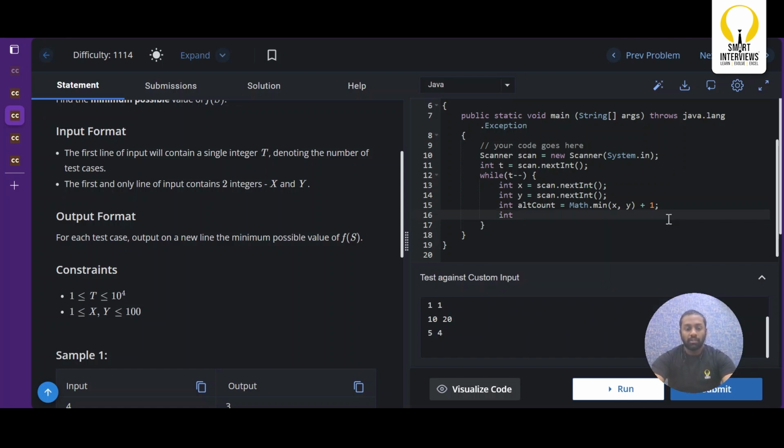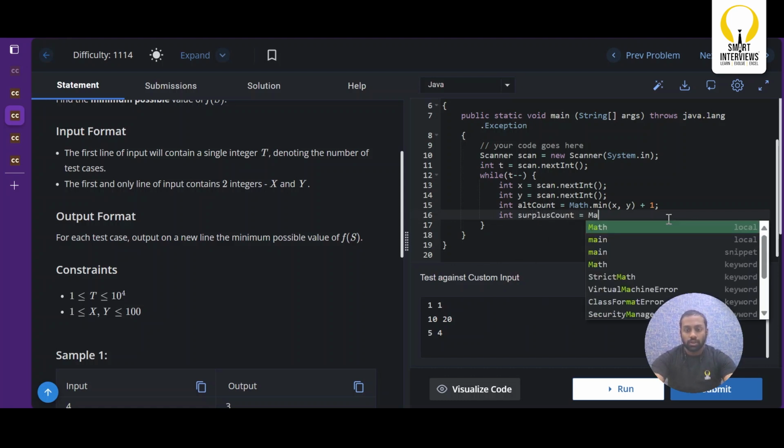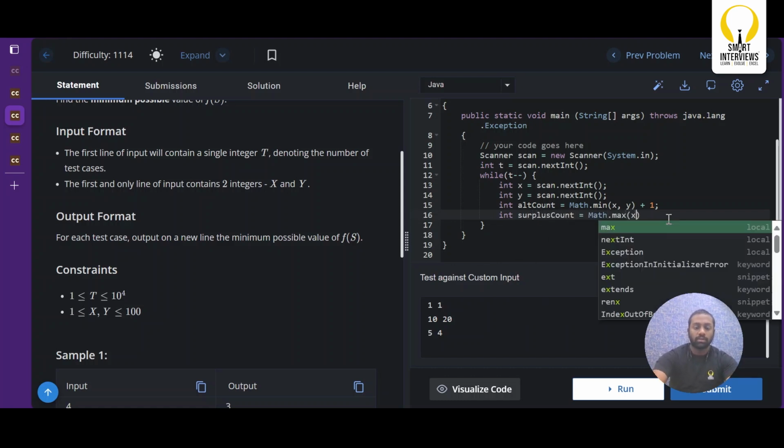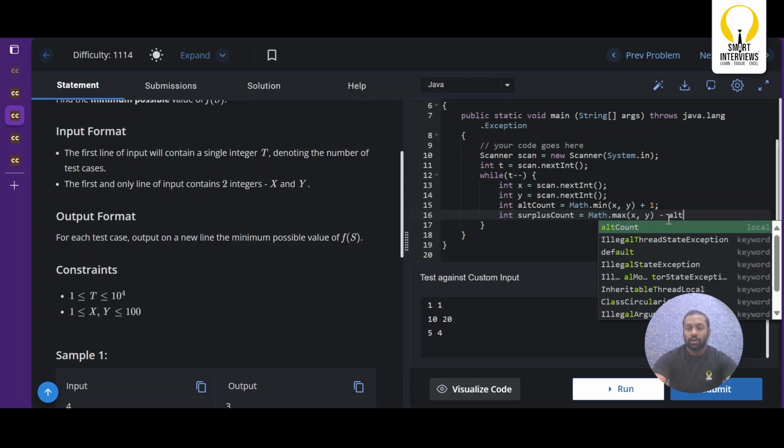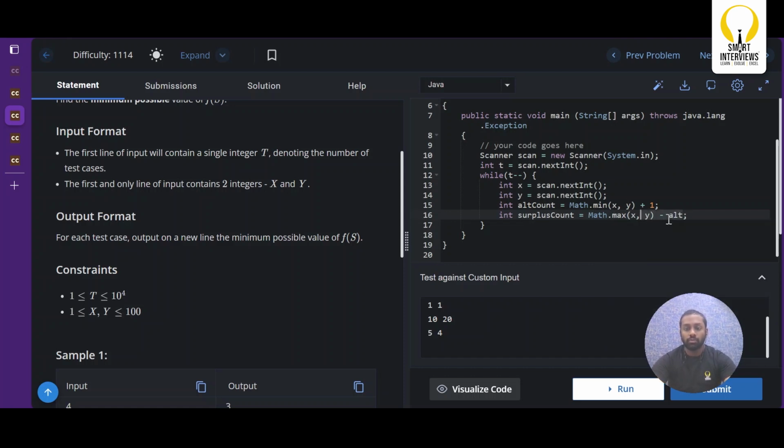Now apart from alternating count, there is surplus count of math.max of x comma y. From math.max of x comma y, if I take out the alternating count, then I'm going to get the surplus number of strings I have.